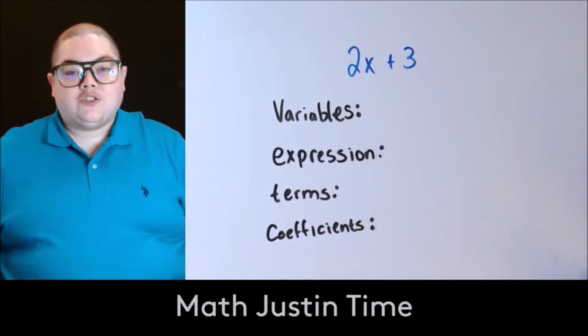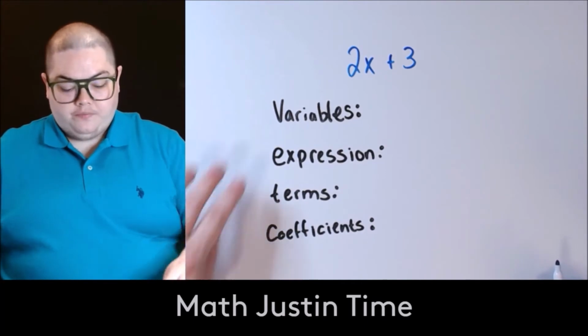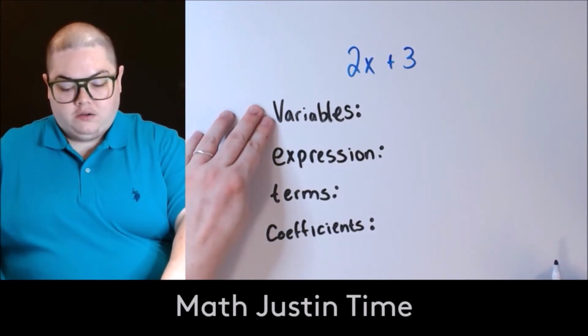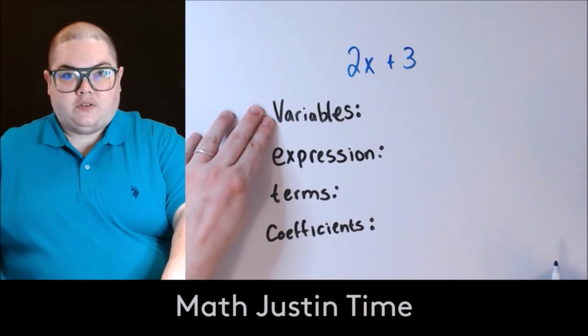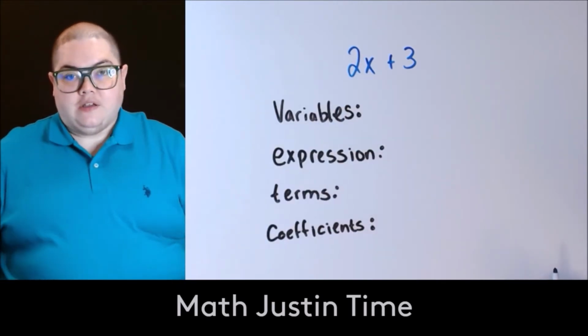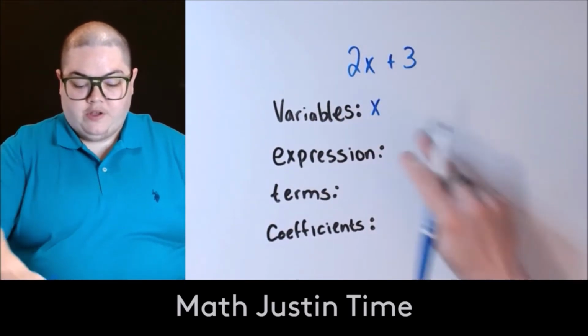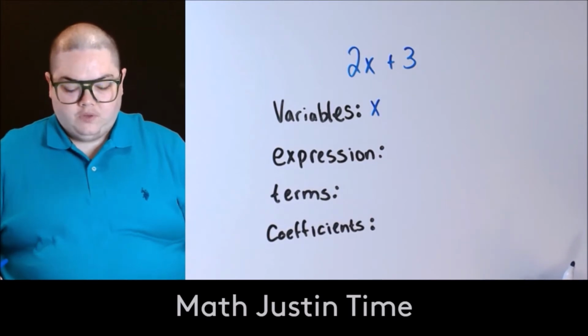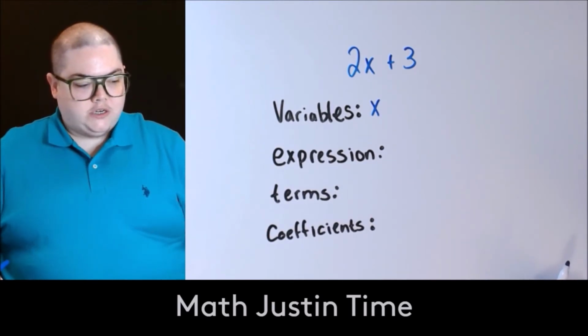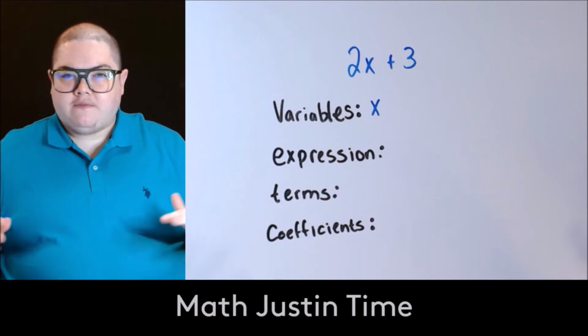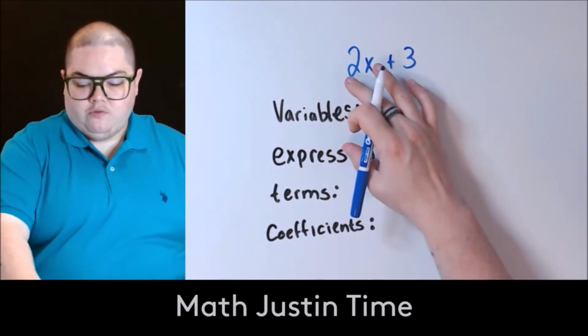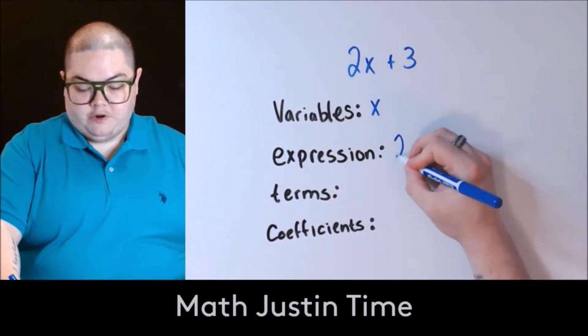Let's say we have 2x plus 3. Well, are there any variables in here? Are there any letters? Yeah, we have an x. So x is our variable, and we only have one this time. What about an expression? An expression is a group of numbers and variables. So this whole thing is an expression.